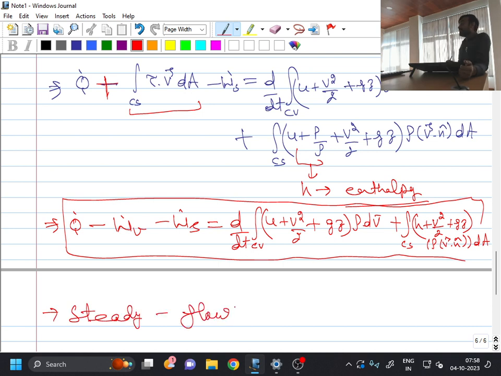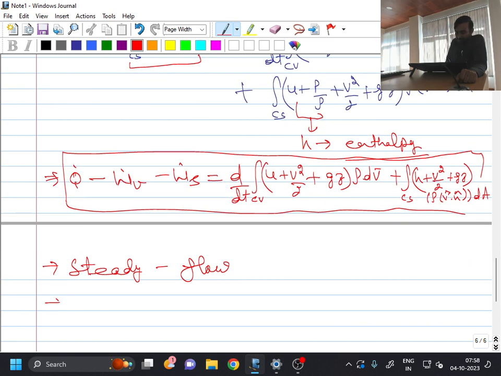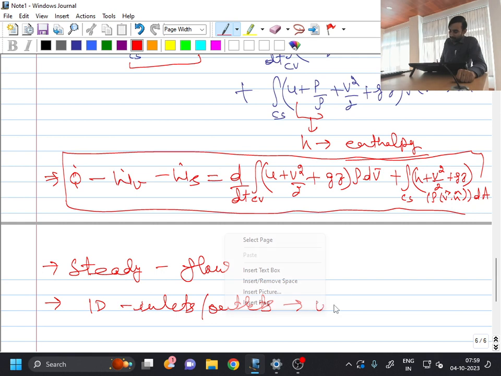All of you know, I need not explain what is steady flow. I think in thermodynamics you have studied it in even more detail. Then the second assumption which we will invoke is 1D inlets and outlets. What is the meaning of 1D inlets and outlets? I have explained before also, I am writing it again: uniform properties across the cross section. So that is the meaning of it.